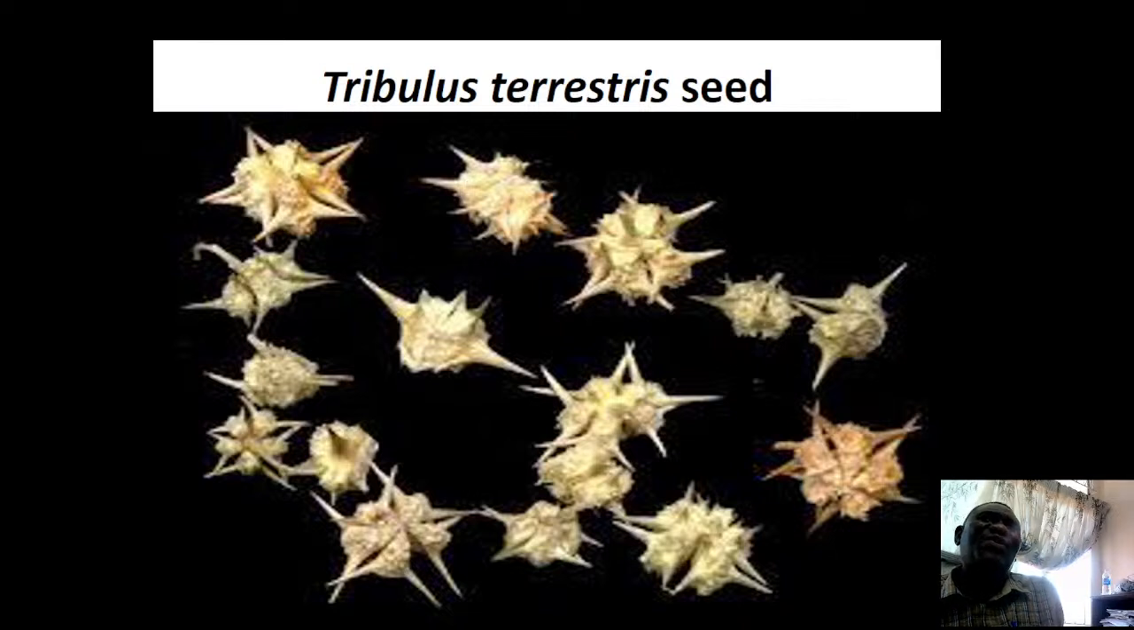Tribulus terrestris seed. This is common in, I think, natural region 3. You can see those spines. It can pierce somebody or animals. And of course, the reaction is to remove it and throw it away. It becomes dispersal.